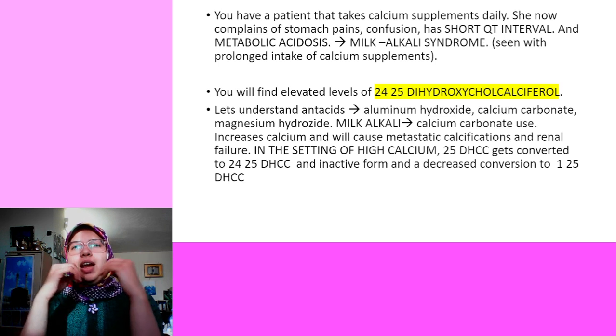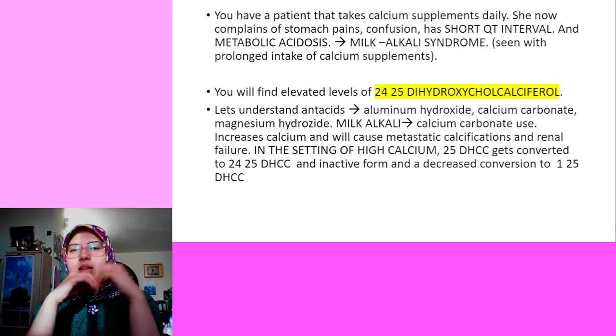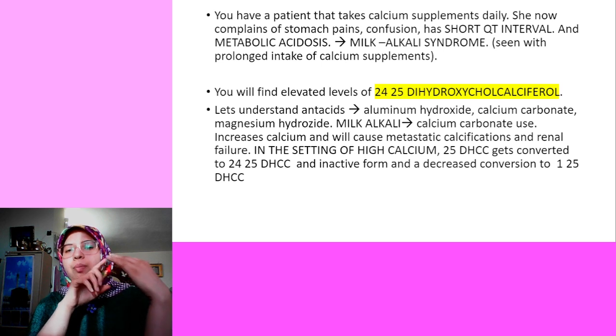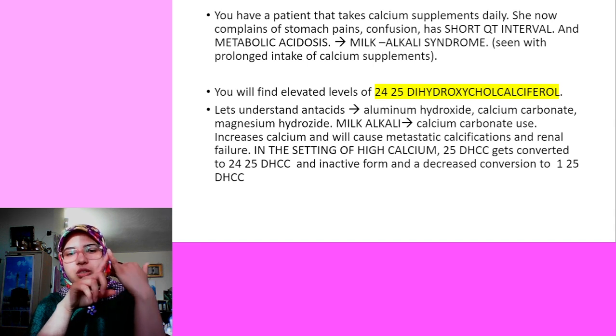You will find what? Elevated levels of 24,25-dihydroxycholecalciferol. Let's understand what's going on here. Antacids include aluminum hydroxide, calcium carbonate, magnesium hydroxide. Milk-alkali syndrome tends to occur with those who are taking calcium carbonate. What happens is the increased calcium will cause metastatic calcifications and renal failure.